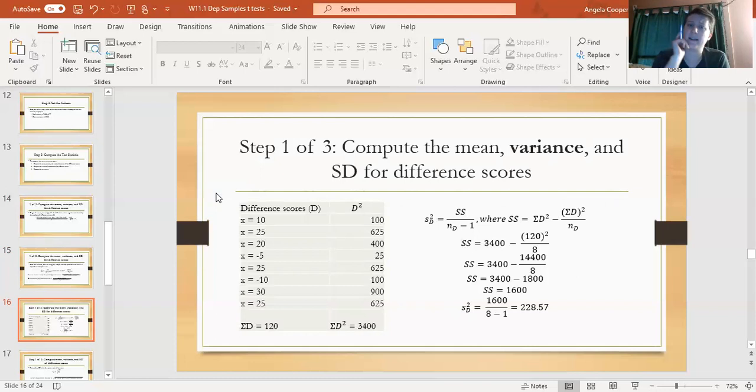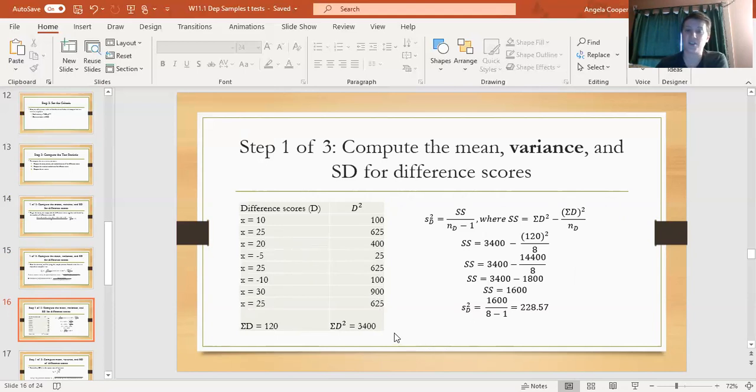The column on the right, that d squared, is when we square those. So 10 squared is 100, 25 squared is 625, 20 squared is 400, -5 squared is 25, etc. So when we have the sum of the different scores, that's just referring to 10 plus 25 plus 20 plus, or well, -5 plus 25, -10 plus 30 plus 25. And that sum of the different scores is equal to 120.